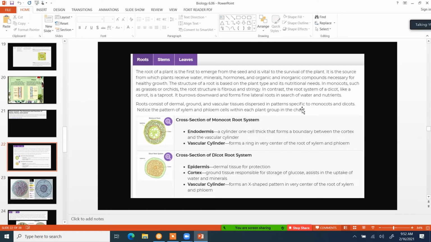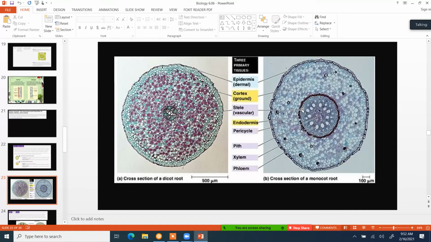Can you go back to that picture one more time? Number 23. So the endodermis is just like a surrounding, what is it exactly? Yeah, it's basically a layer surrounding the vascular bundle in the middle.